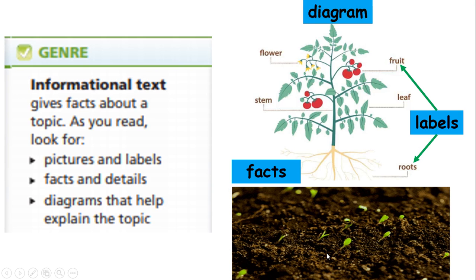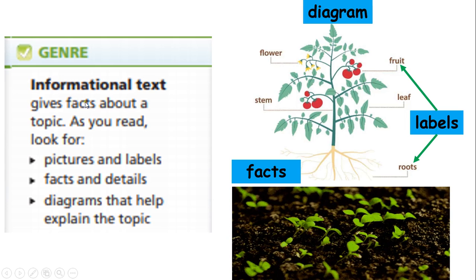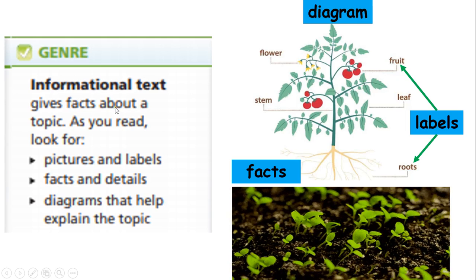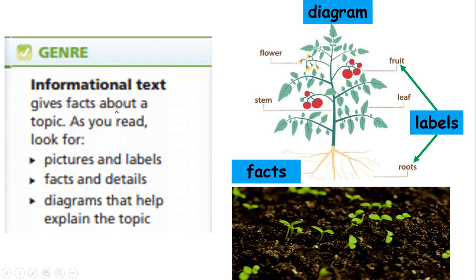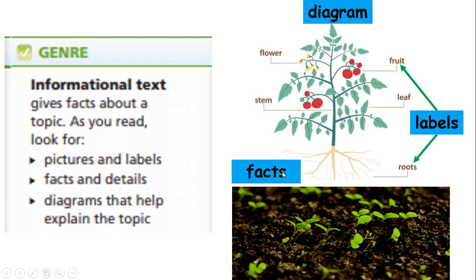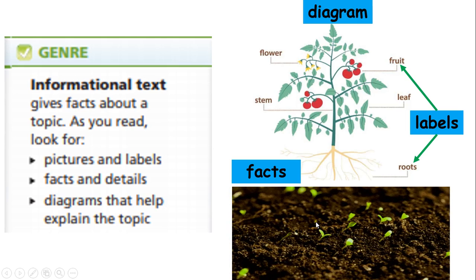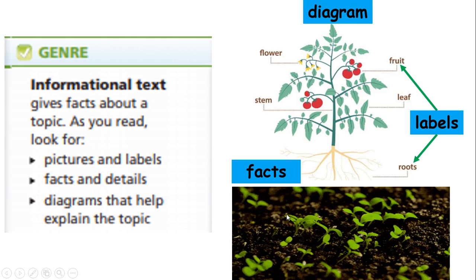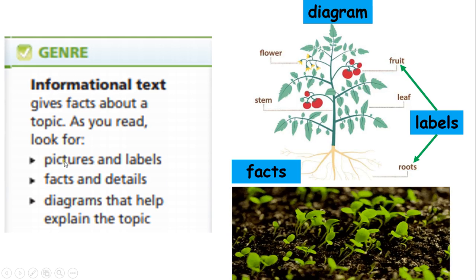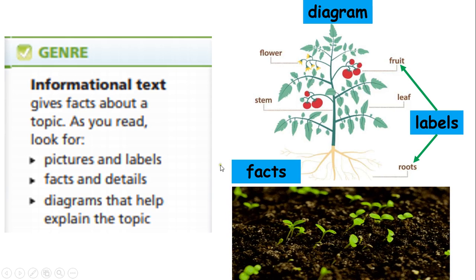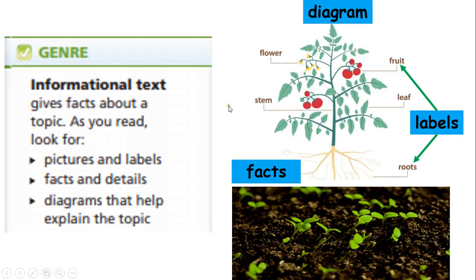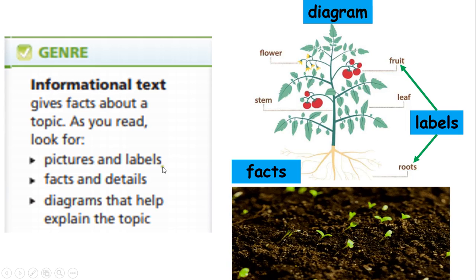Alright, this text belongs to the genre of informational text. So it is an informational text. Why? How can we know that? Because it gives us a lot of facts about a topic. Which topic are we studying? Plants and how they grow, starting as a seed until they become a full plant. We will find in this text pictures and diagrams like this, and labels like this, that will help us understand the text more.